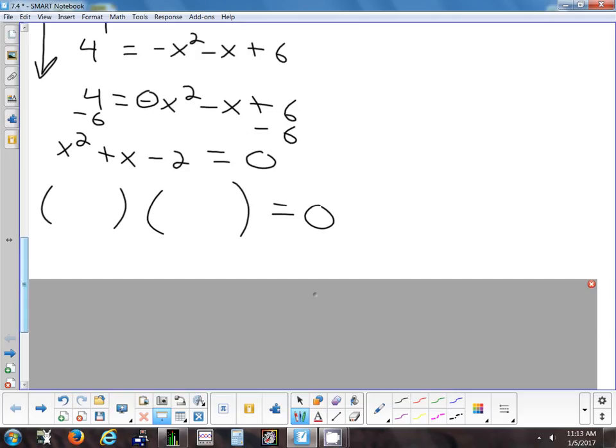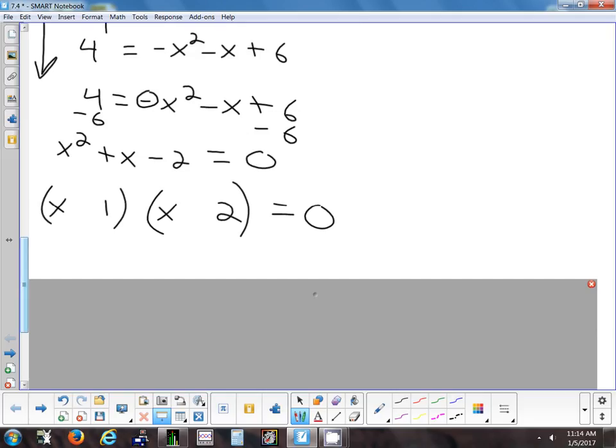What's going to be my first two terms in the parentheses? Yep, x and x. Perfect. Because x times x is x squared. I need two numbers that multiply to give me 2 and subtract to give me 1. 2 and 1. And now we got to be careful with the signs. Some people do the signs first and then the numbers, but it doesn't matter. So is it going to be a plus and a plus and a minus, or a minus and a minus?